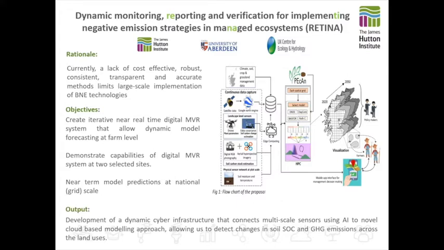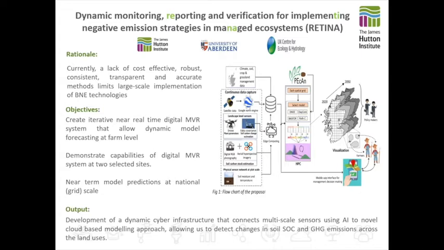So the main objective for this project is to create an iterative, near real-time digital monitoring, verification, and reporting system that will allow us dynamic model forecasting at the farm level. To do this, we are taking two demonstrator farms, which are James Hutton farms: one is Glensaugh, which is near Aberdeen, and another is Balruddery farm, which is in Dundee. These are the two demonstrator farms where we are demonstrating this technology.